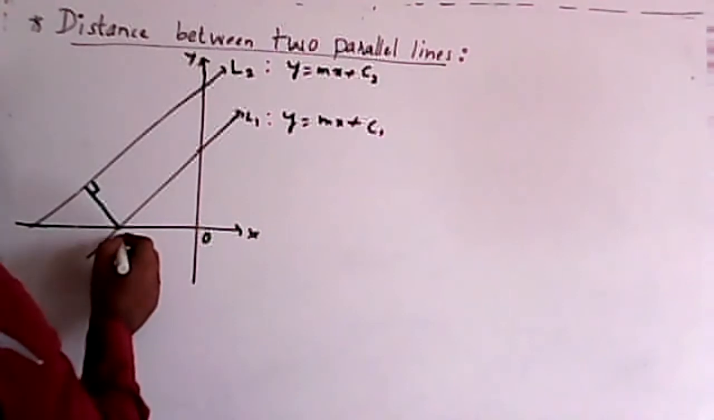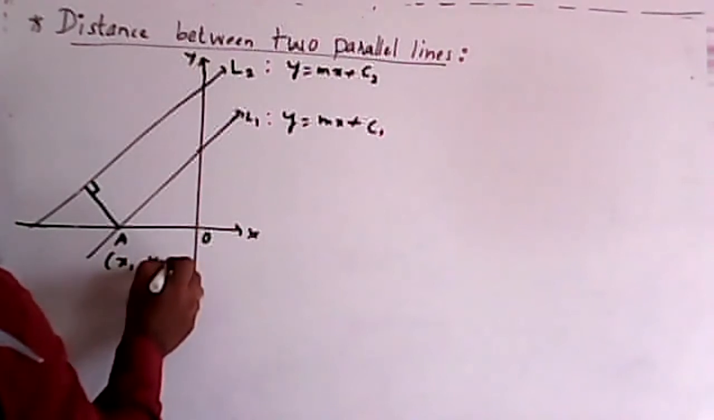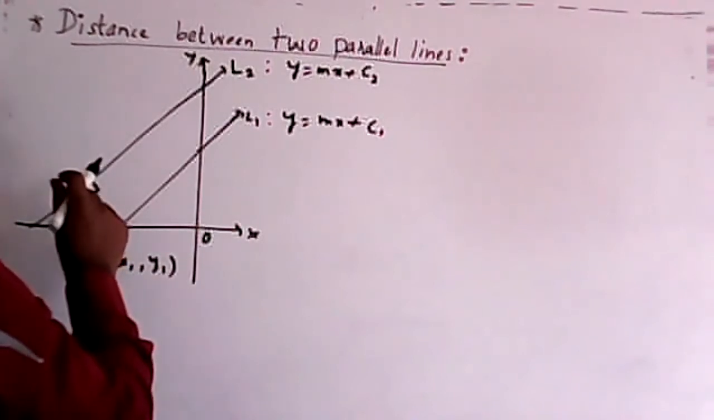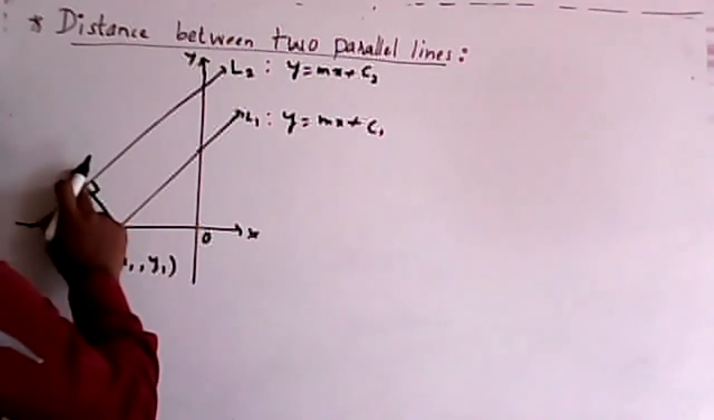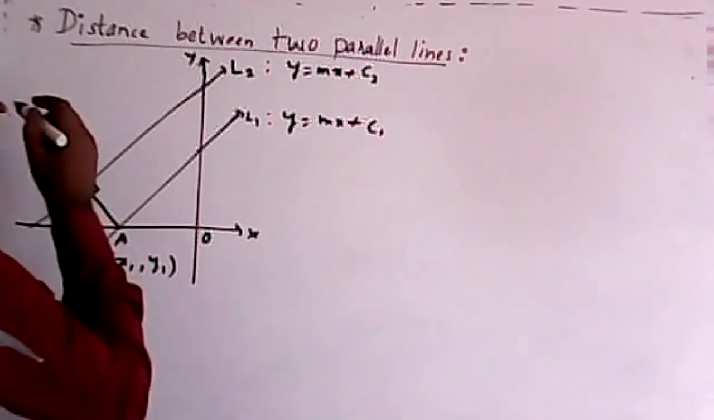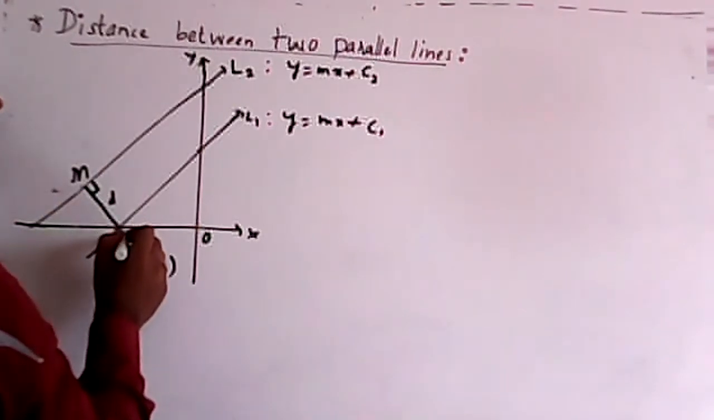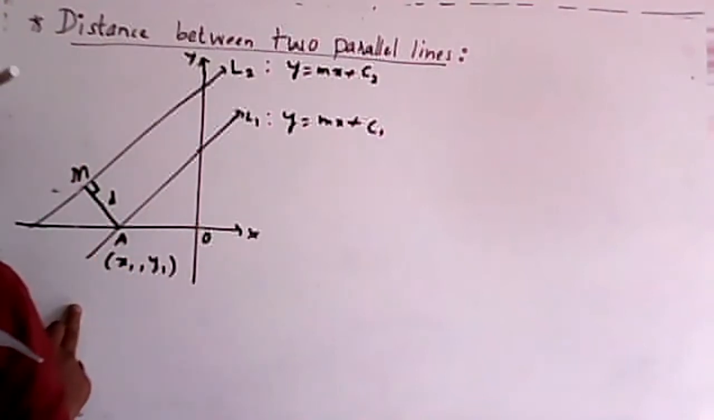This is the point. Let me call this A, having coordinates x1, y1, right? And this is the line. Let me call this m, or any name you can give. I will give m, okay? Now AM is the distance we have to find. How will you find it? Simply using the last formula.